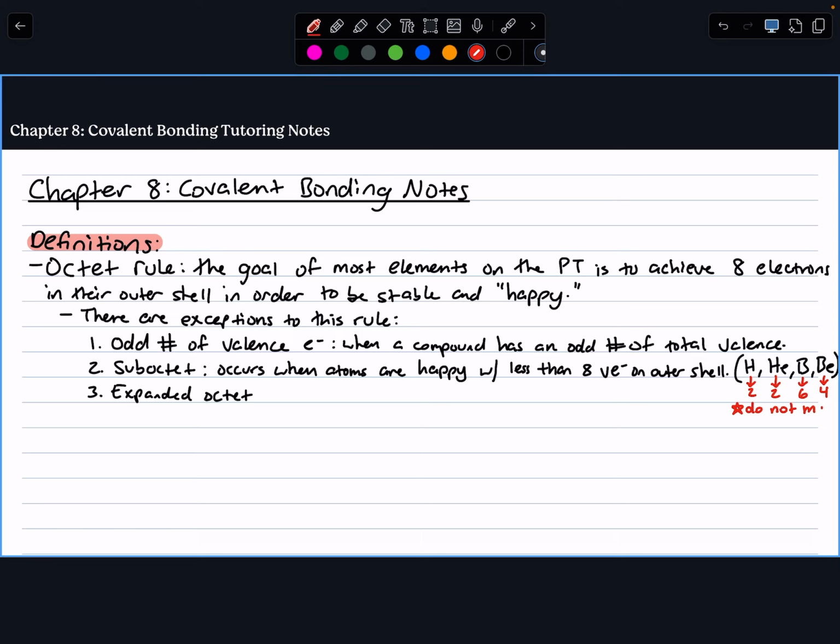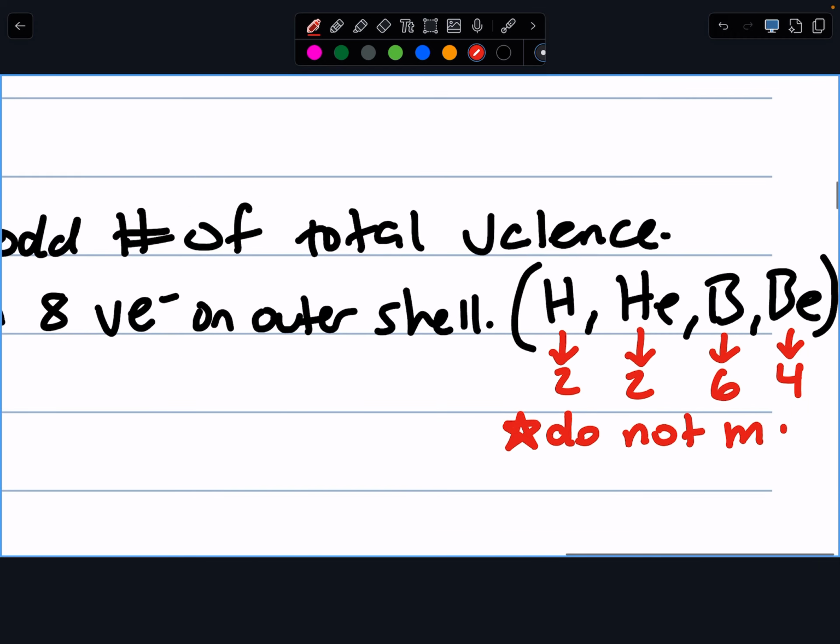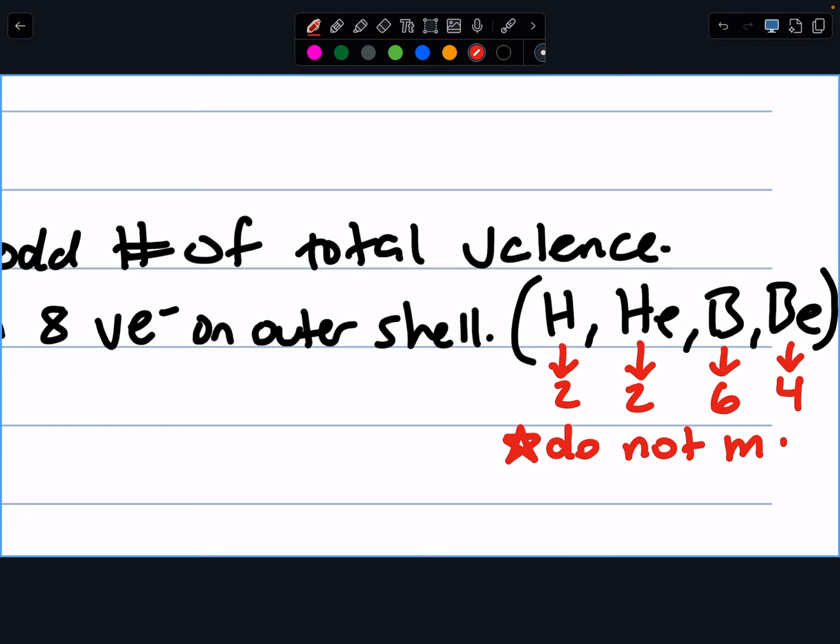We're talking about the octet rule and how there are 3 exceptions to the octet rule. We already talked about odd number valence, and we're talking about suboctet elements now, which happens when atoms are happy with less than 8 valence. There are 4 elements that are happy with less than 8: helium, hydrogen, beryllium, and boron. And whenever you draw the Lewis dot structures for them, you do not make double or triple bonds.